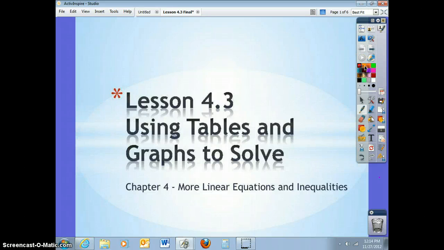Okay, today we're going to do lesson 4.3, but I have a bit of a sore throat, so bear with me here. Okay, 4.3 is about using tables and graphs to solve, and it's a really pretty straightforward lesson.